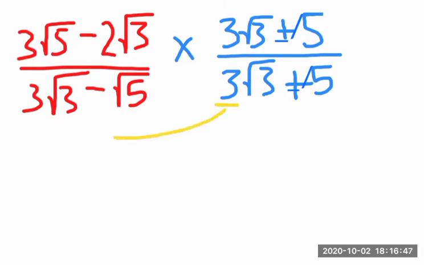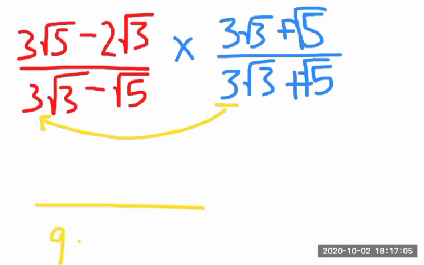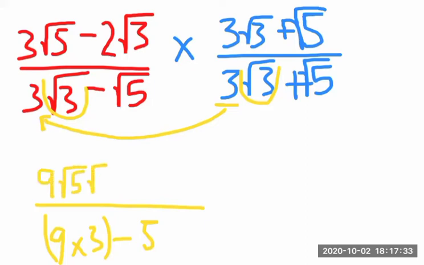3 times 3 becomes 9, times 3. Where am I getting this times 3 from? Because under root 3 multiplied by under root 3 becomes 3. Then minus under root 5 times under root 5, so that becomes 5. On the top, we have 3 under root 5 times 3 under root 3, so that becomes 9 under root 5 under root 3, minus 2 under root 5 under root 3. This is simple multiplication. We're just multiplying the terms with one another.